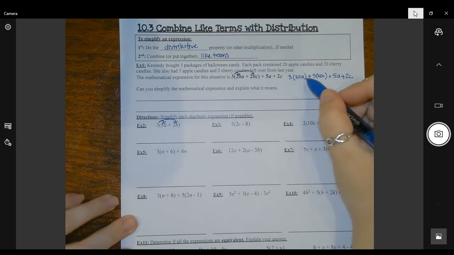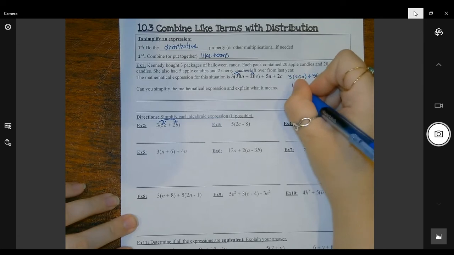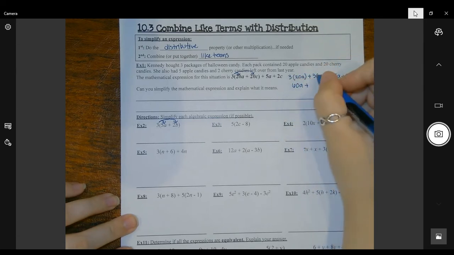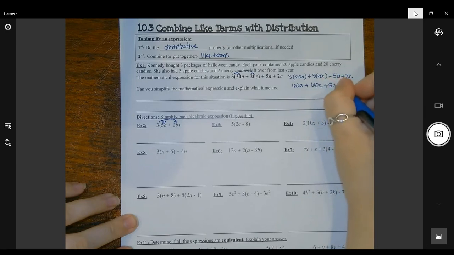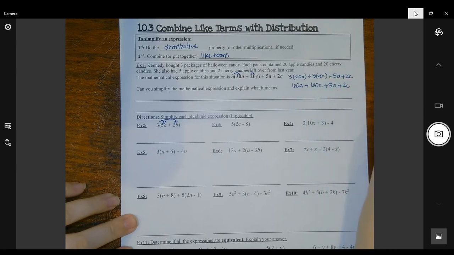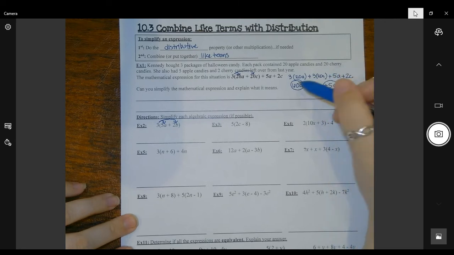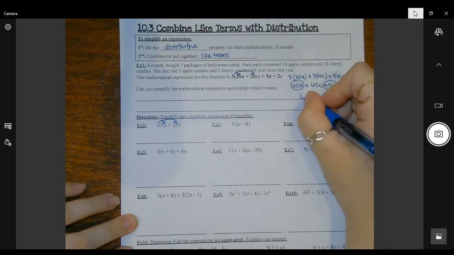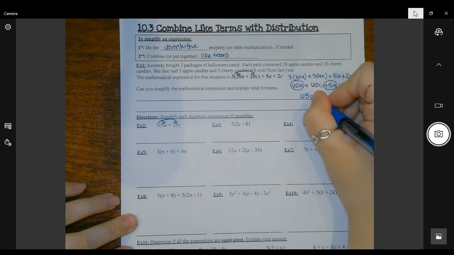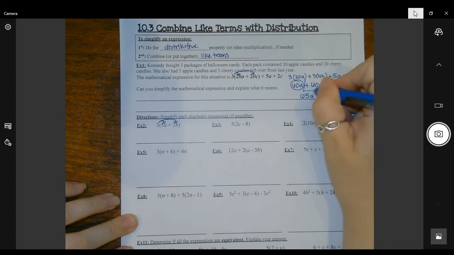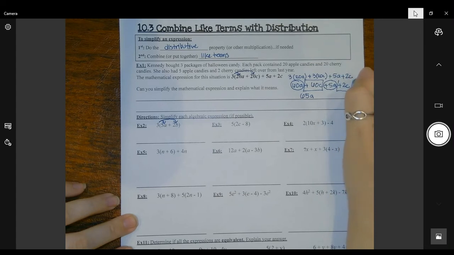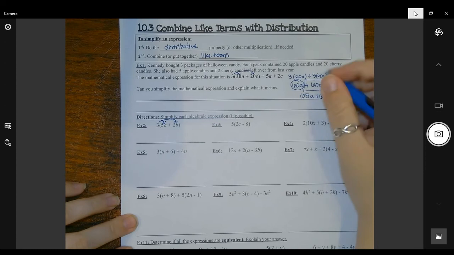So what is 3 times 20A? That's 60A. Plus, what's 3 times 20C? That's 60C. Plus 5A plus 2C. Now I need to look for any like terms. I see an A here, and I see an A there. So what's 60 plus 5? She has 65 apple candies. Then I see this like term with that like term. You have 60 plus 2, which is 62C.